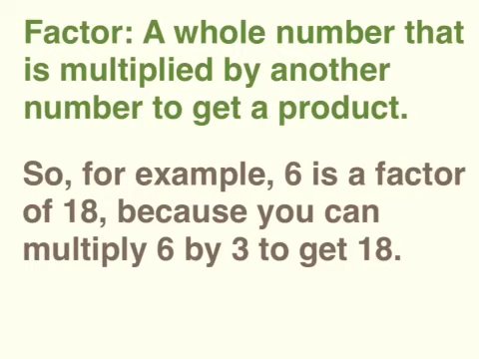You've learned this before, but a factor is a whole number that is multiplied by another number to get a product. So for example, 6 is a factor of 18 because you can multiply 6 by 3 to get 18. So that also means that 3 is a factor of 18 as well. Can you think of some other factors of 18? Good. 2, 9, and 1 and 18 are also factors.